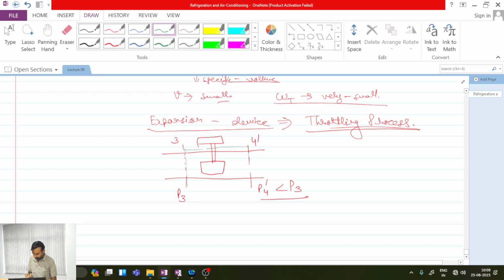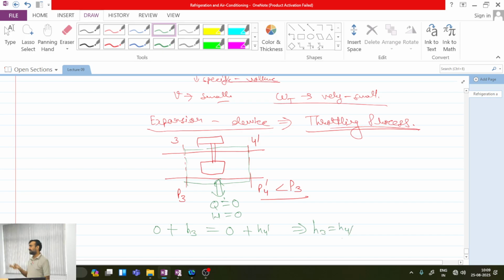Now if I take a control volume across this, is this control volume exchanging any heat with the surroundings? Zero. Sorry, equal to 0. And what about work? There is no work exchange, equal to 0. So if you apply the steady flow energy equation, then heat interaction, that is 0, plus incoming enthalpy H3 equal to work interaction 0 plus outgoing enthalpy H4 dash. So it means H3 equal to H4 dash, neglecting the changes in kinetic and potential energies. Okay. So from here I can say that the throttling process is an isenthalpic process.